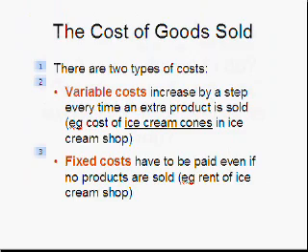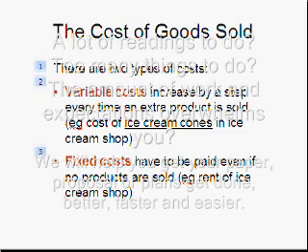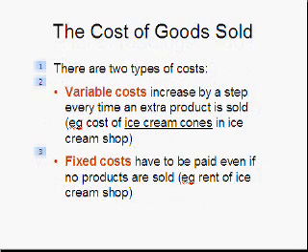The cost of goods sold has two types of costs: variable costs and fixed costs. When they're combined together, they comprise the total cost. Variable cost increases by a step every time an extra product is sold.